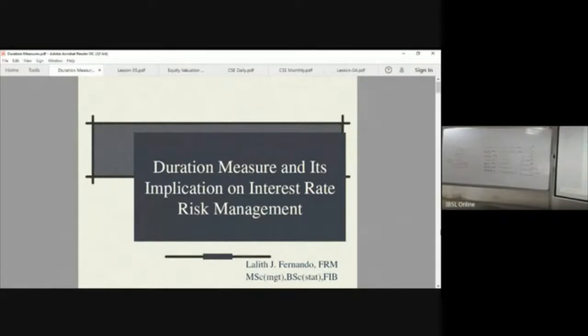But most of the time, when we talk in terms of duration, now normally in colloquial terms or in literal terms, duration is the tenor, the period of maturity or whatever. That is what you mean by duration. But this duration measure is not that. It is something different. Now I will just explain that this way.